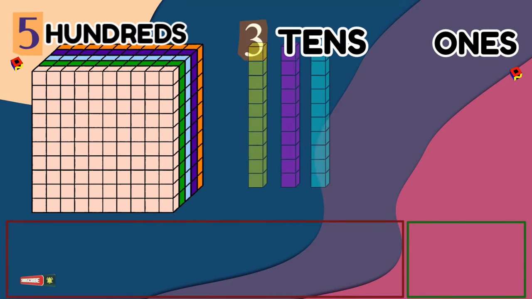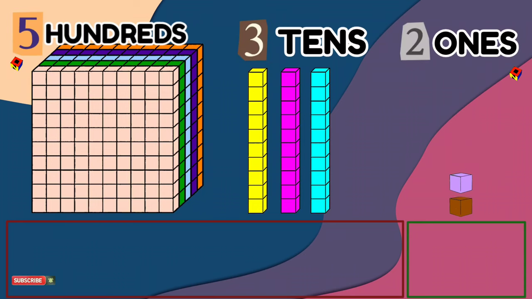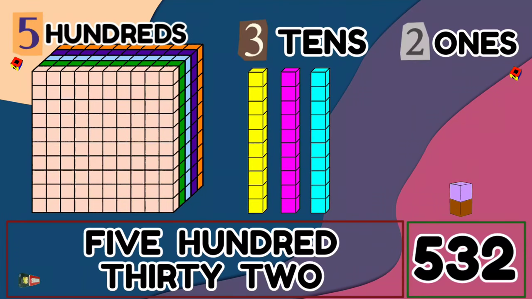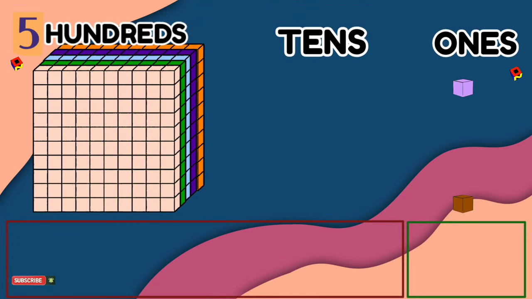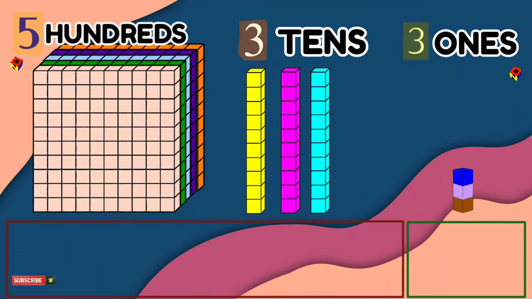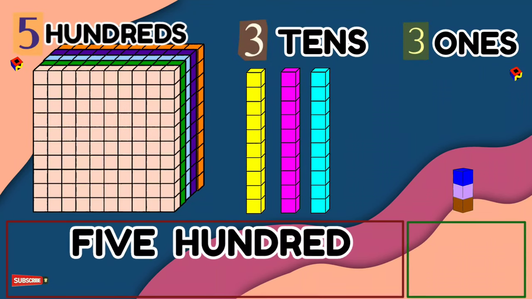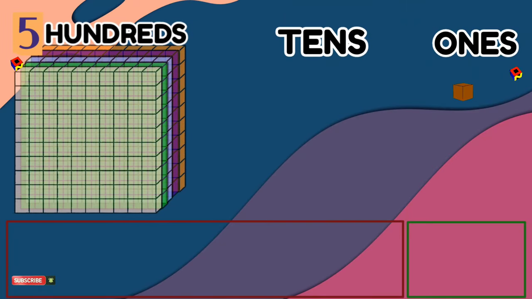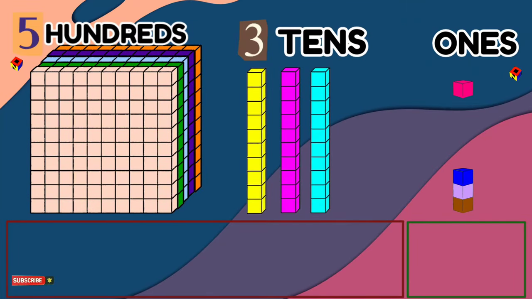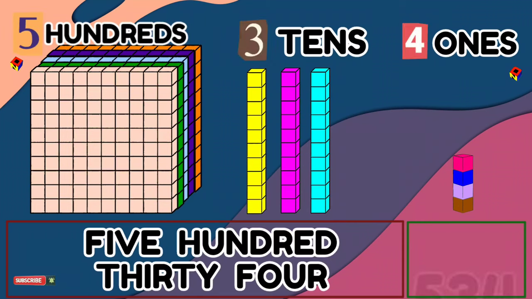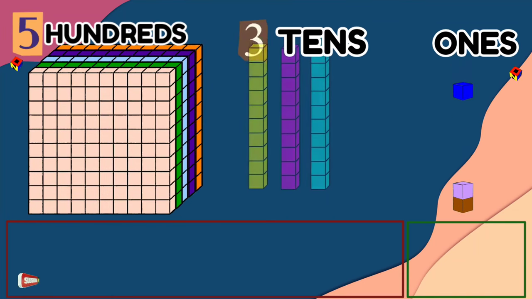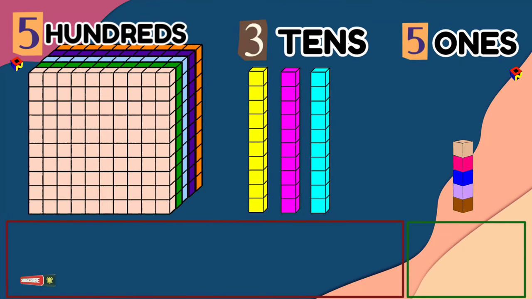5 hundreds, 3 tens, and 2 ones is 532. 532. 5 hundreds, 3 tens, and 3 ones is 533. 533. 5 hundreds, 3 tens, and 4 ones is 534. 534. 5 hundreds, 3 tens, and 5 ones is 535.